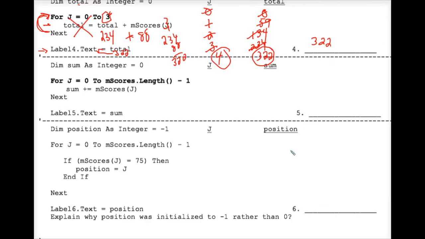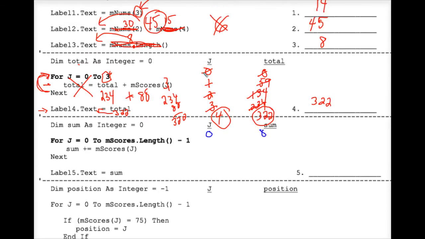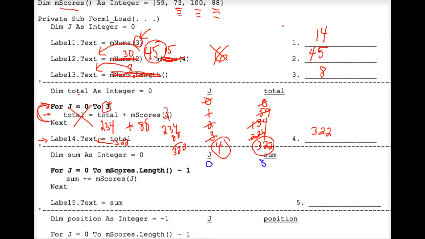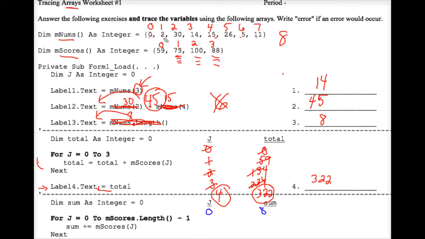In this next exercise, we have sum, which is 0. J starts at 0. Oh, let's go back up and look at what happened in this previous code segment. In this code segment, when it was all said and done, we added up these numbers in our array, m scores. The 59 plus the 75 plus the 100 plus the 88 all added up to 322. This loop with this line of code is very powerful, and it can be used to add up a bunch of numbers in an array.